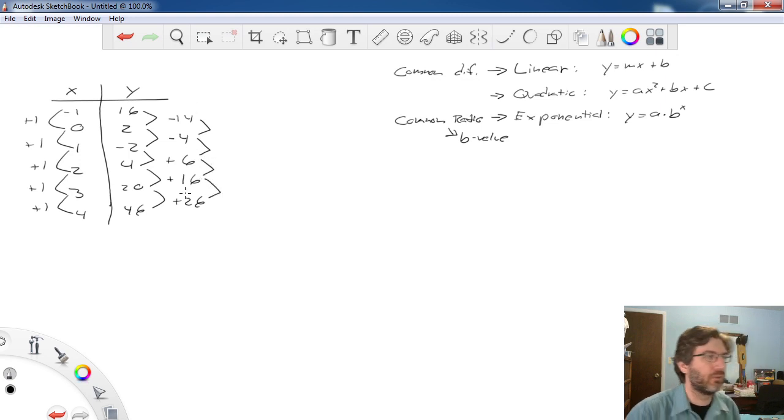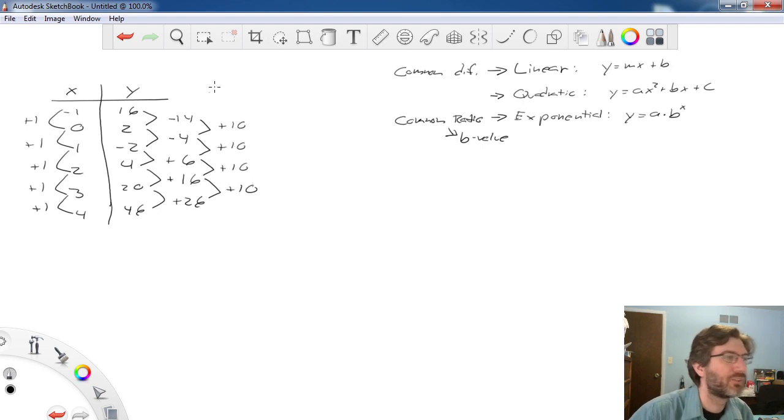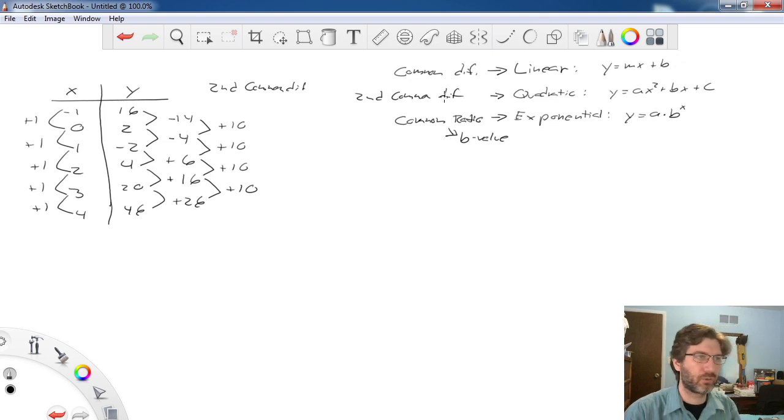Let's look how we go from these ones to there. You'll note that here you're adding 10. Here you're adding 10. Here you're adding 10. Here you're adding 10. So you have a common difference of 10 between your common differences. And this here is what we call a second common difference. So if you have a second common difference, you're going to be looking at quadratic. And say, hey, this here is a quadratic function.